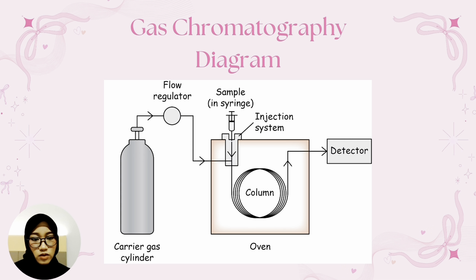Inside the column, the components are separated based on their different interaction with the stationary phase. The components with weaker interaction move faster, while components with stronger interaction take longer times to pass through the column. After separation, the components reach the detector, which detects and records the signals to produce the chromatogram. The peaks obtained represent the different components in the sample, and the retention time is compared with standards to identify the compounds present.